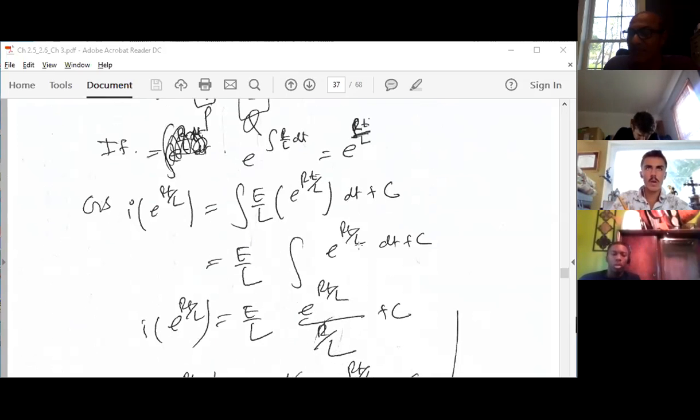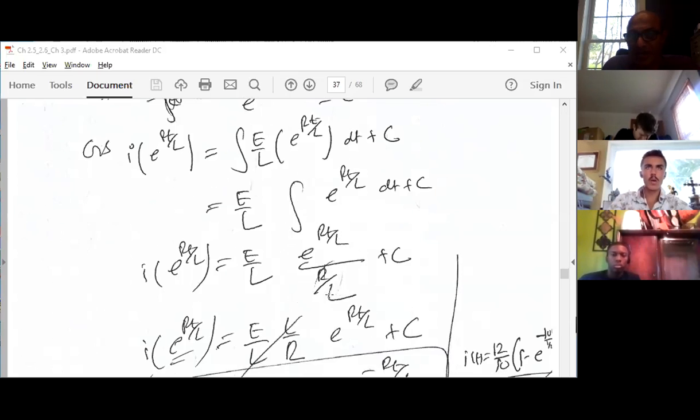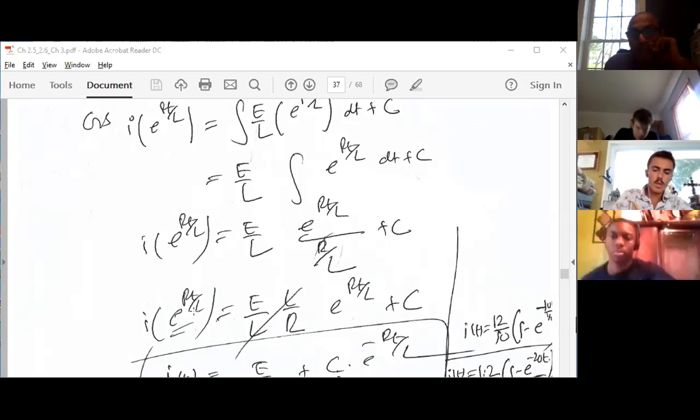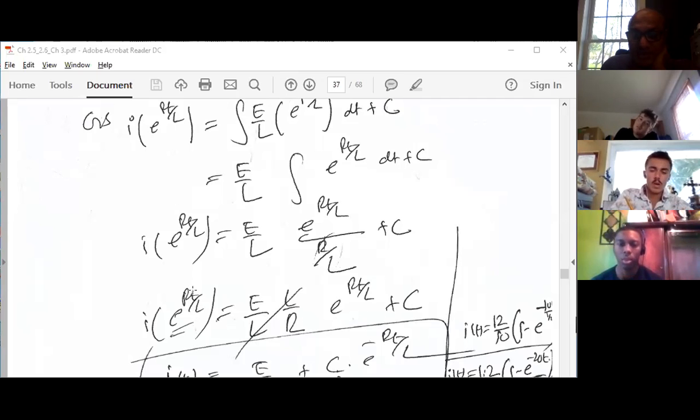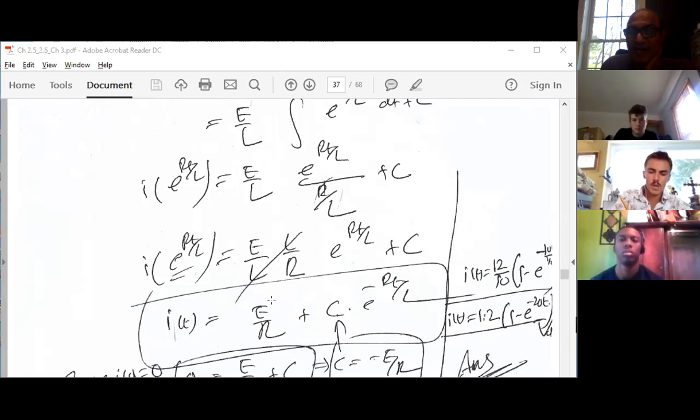Or you can say R by L equal to u, your choice. That means I'm getting this R by L in the denominator, I can take it to the numerator, so it is L by R, and the L's will get cancelled out, so it is E by R, e to the power RT by L, plus C. If you divide by this factor, e to the power RT by L, this will get cancelled out. Here it is e to the power negative RT by L. Right? So I'm getting I(t) equal to E by R plus C e to the power negative RT by L.